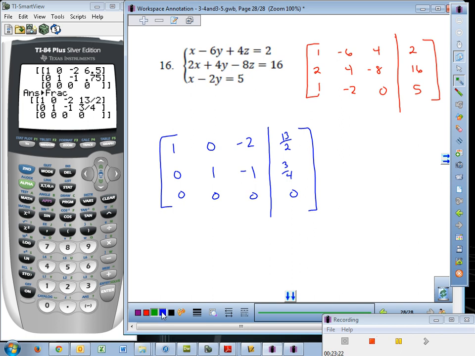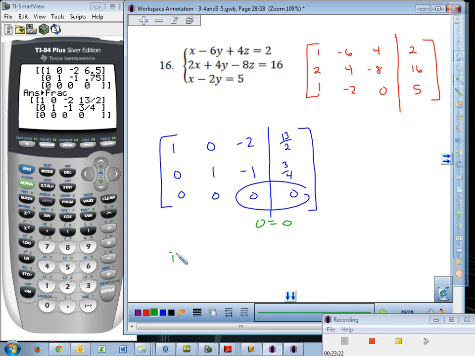One solution, no solutions, or infinite solutions. Because we don't have ones going diagonal, we got to look at these two rows, which is 0 equals 0, which is infinite solutions in the form of... This one right here, off to the right, the 0 equals 0 part, what does that say variable-wise? z equals z.